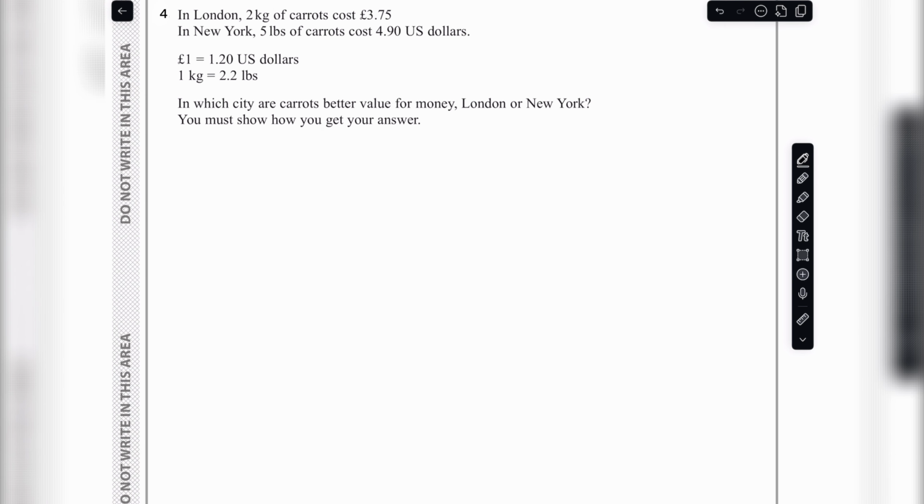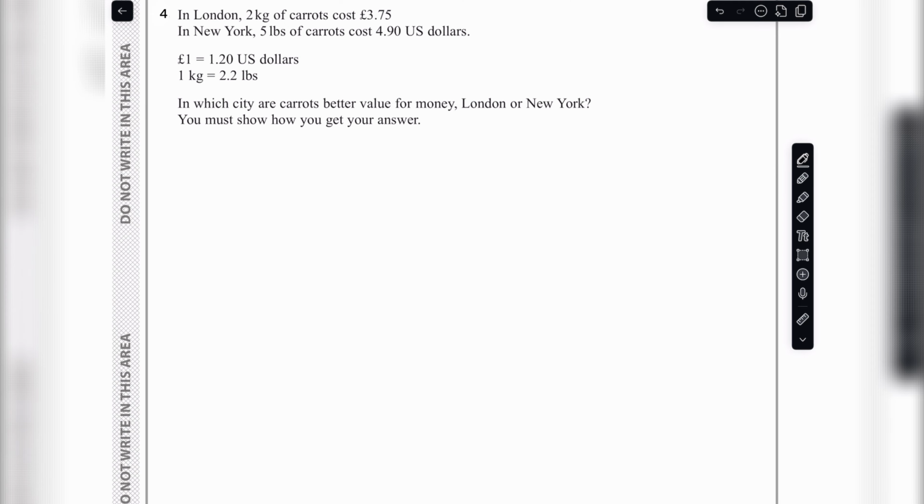In question 25, we are told that in London, 2 kilograms of carrots cost £3.75. In New York, 5 pounds of carrots cost $4.90 US. The conversion rate is £1 = $1.20 US, and 1 kilogram = 2.2 pounds. In which city are carrots better value for money, London or New York? You must show how you get your answer.